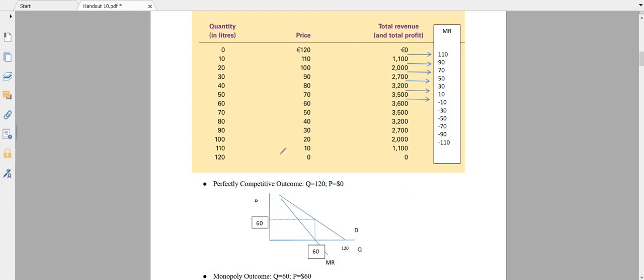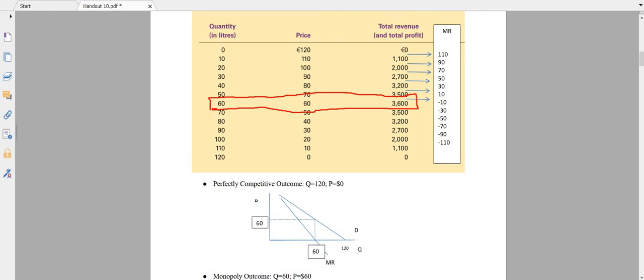So in this table, you can clearly see that the maximum profit that the firm can earn is 3,600. The monopoly cannot do better than this. If it increases its production level, the profit decreases, and similarly if it's producing less than 60 units, its profit is going to be less than 3,600. So this is going to be the profit maximizing output level for our monopolist.